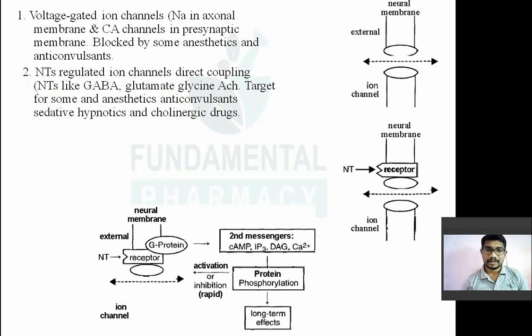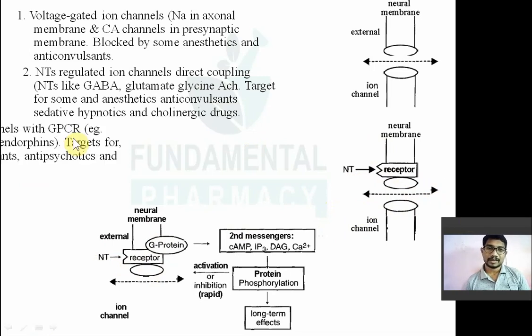In this case, a drug will act on this. The neurotransmitter will interact with the receptor, and then it will cause influx or efflux of various kinds of ions. Like GABA: what will GABA do? It will move more chloride ions inside. So there will be hyperpolarization and inhibition.